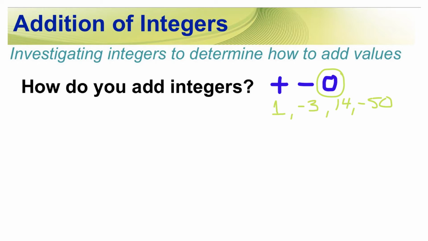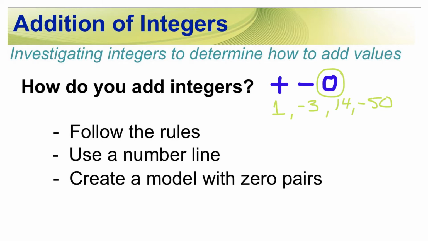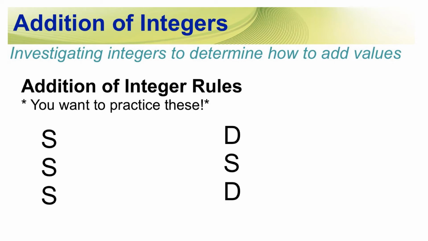So now that we know what integers are, let's look at the different ways we can actually add them. The first way is using the rules of addition, following the rules. The next way is using a number line. And the last way is creating a model with zero pairs. Now for following the rules, that means we're going to do our addition of integer rules.